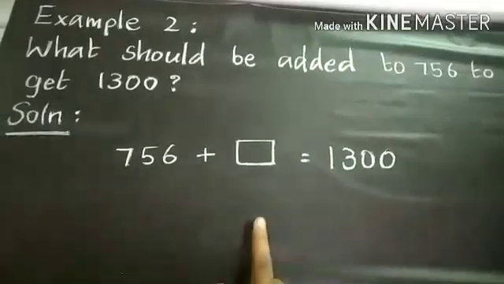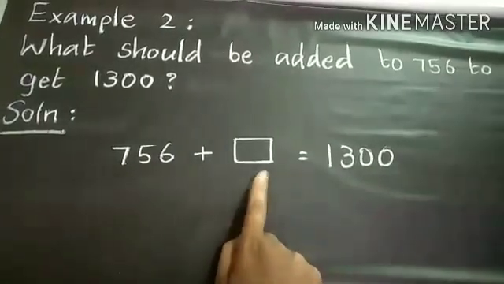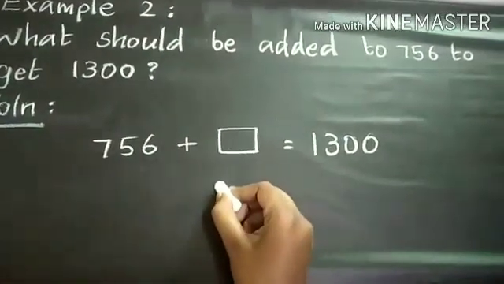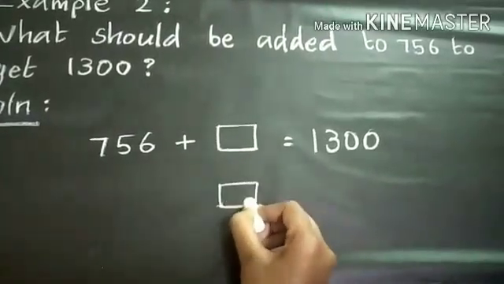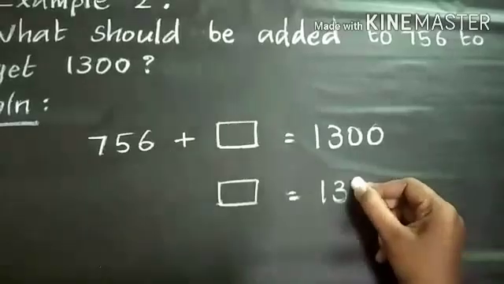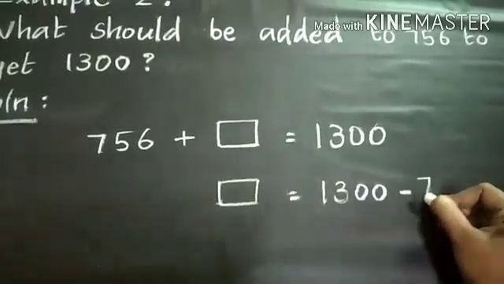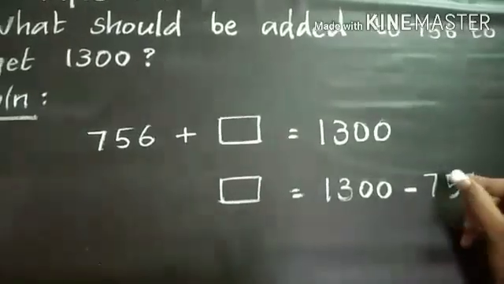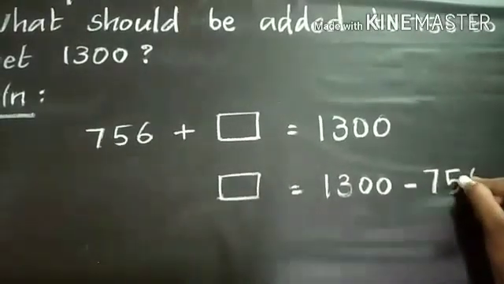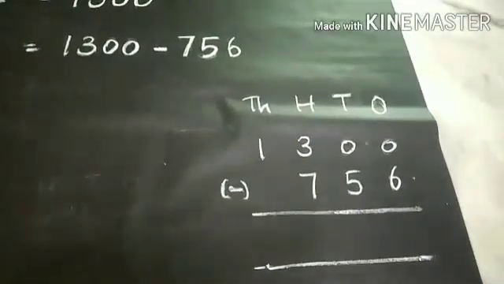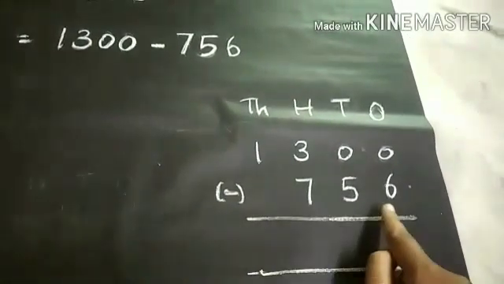In this problem, we have to find the unknown number. So, subtract 756 from 1300. That is, unknown number is equal to subtract 756 from 1300. Okay. Now subtract 756 from 1300.